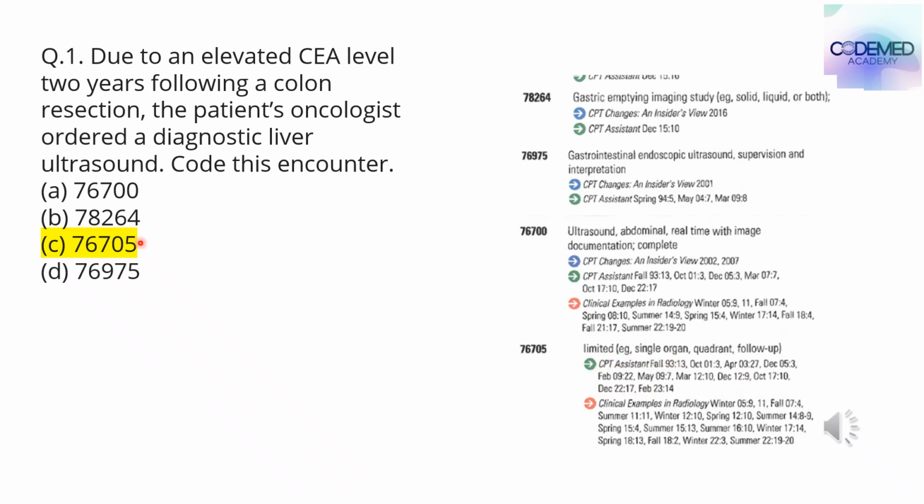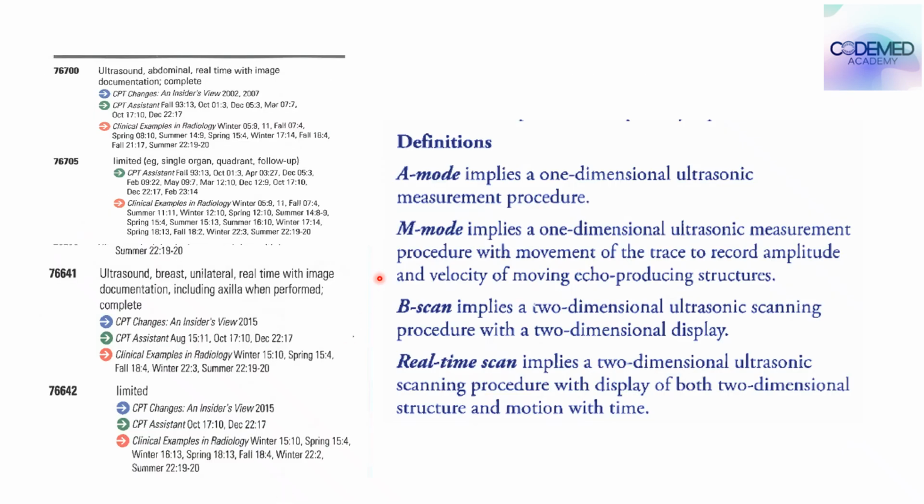Now, these are the various modes of ultrasound. This is just for your knowledge. Some of the codes do mention the real-time scan or A mode or M mode. So you must know these are the different ways we can take the ultrasound. And so here you can see the ultrasound abdominal real-time with image documentation and complete. So that means it is ultrasound of the abdomen.